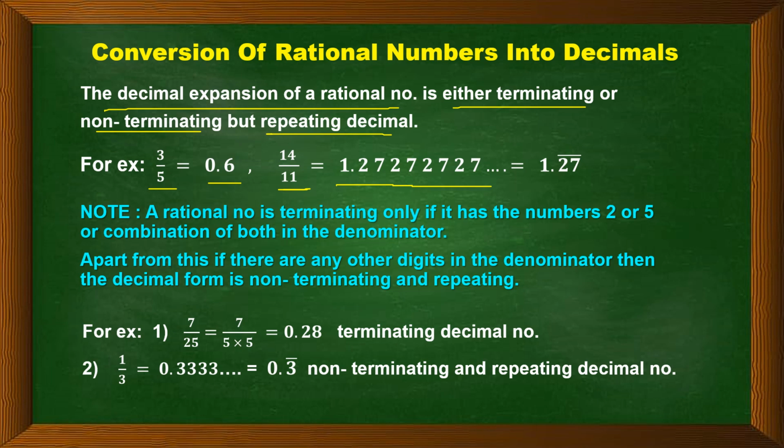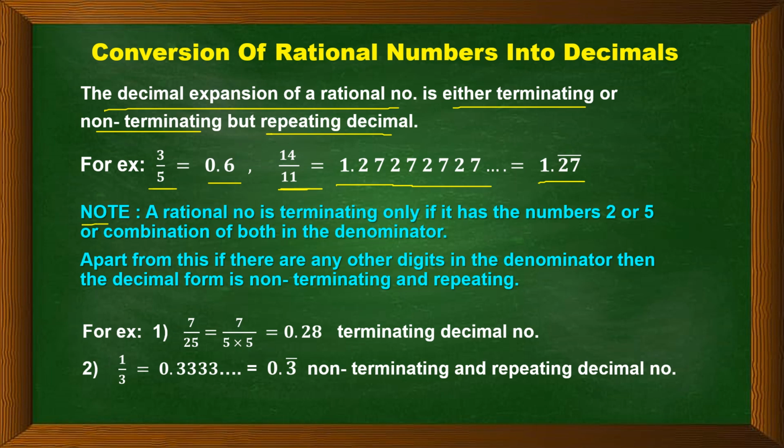So 27, because it is being repeated, we can put it under the bar and we can say 14 by 11 is equal to 1.27 bar. Now, how to decide which rational number will have terminating decimal expansion and which rational number will have non-terminating but repeating decimal expansion? So we have to look at the denominators.